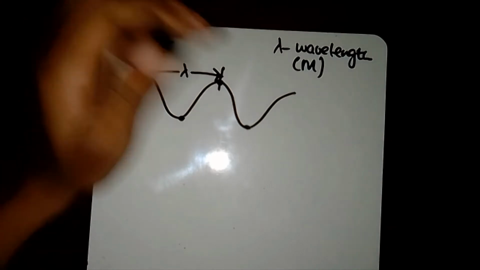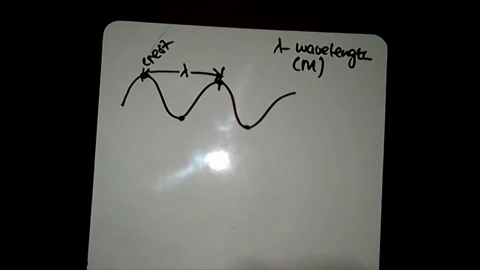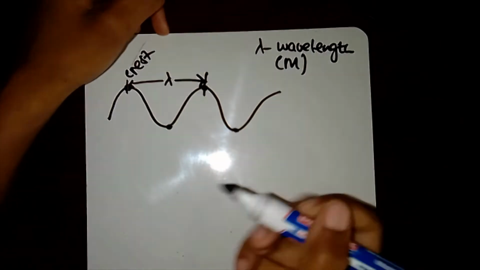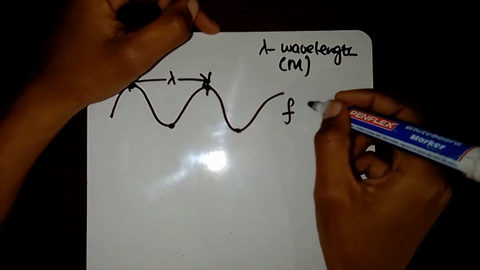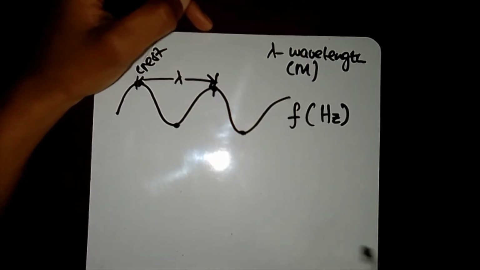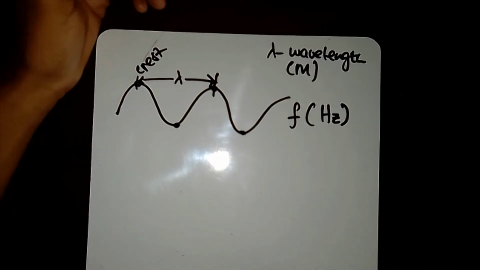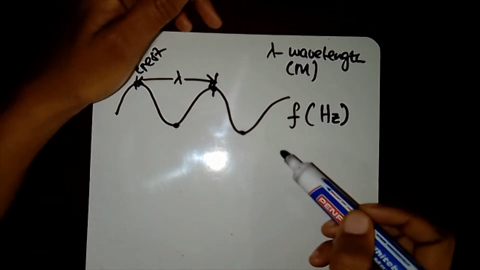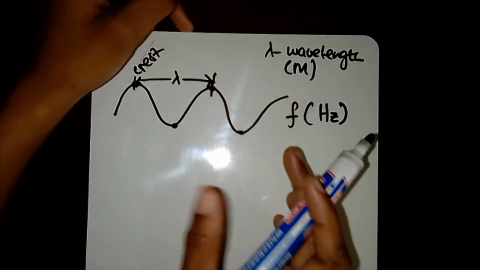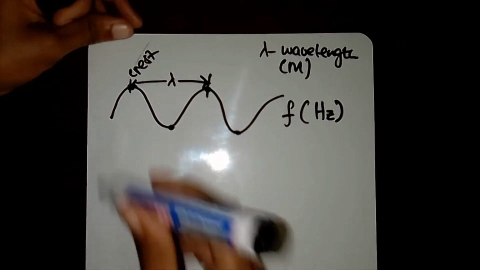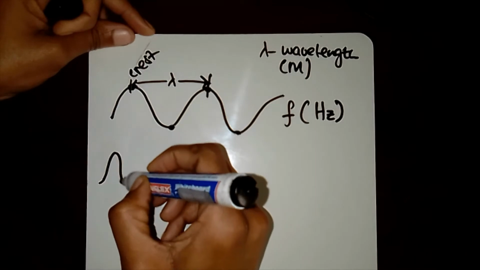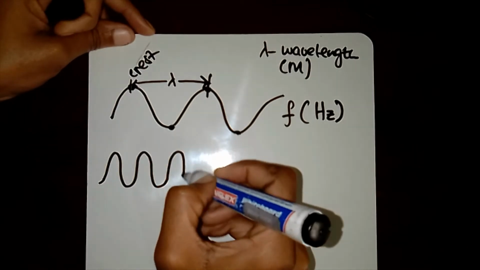Okay, so another property of sound that we can define is frequency. Frequency is given by the letter f, and we measure it in hertz. This frequency is defined as the number of times that the wave is produced within a certain period. So let us compare two waves. Let me draw another wave just below this one. Let us say perhaps this is the wave that we're looking at.